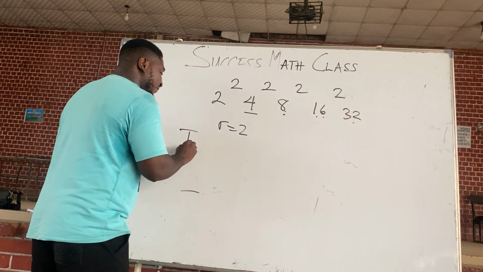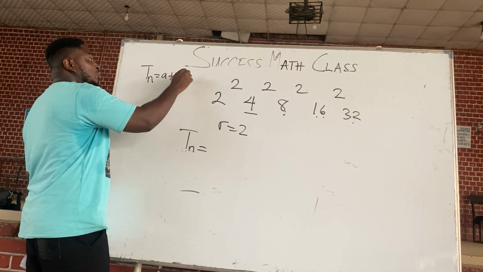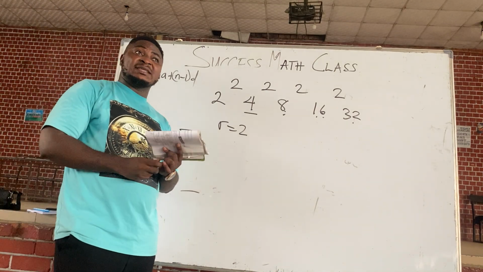And Tn for GP. Remember that for AP, what was Tn? Tn equals A plus (n minus 1) into bracket D.